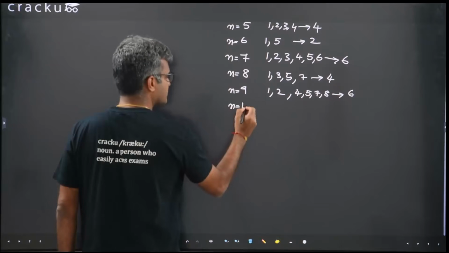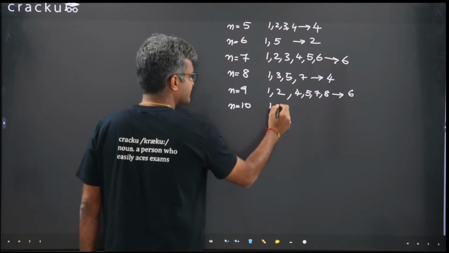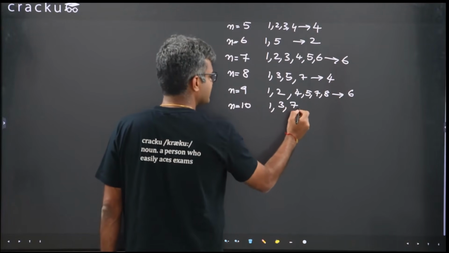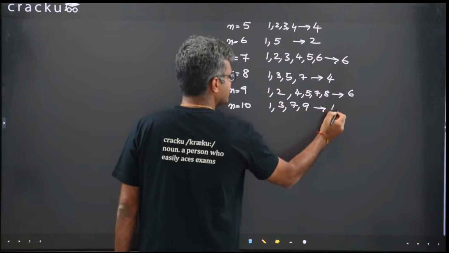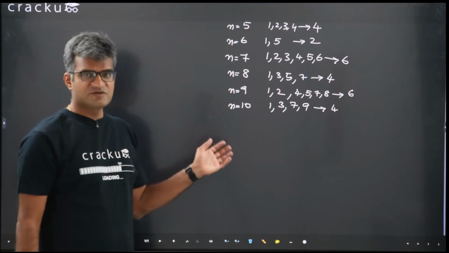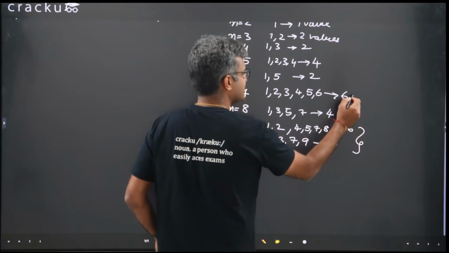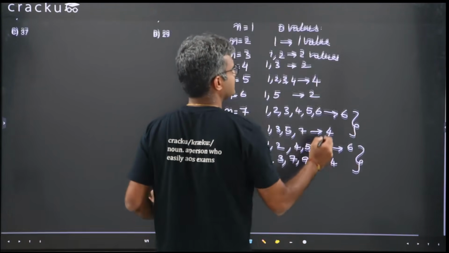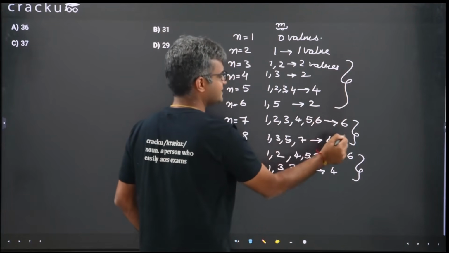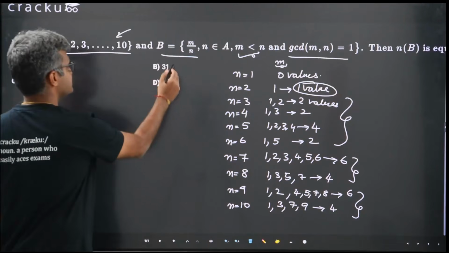Similarly, when n is equal to 10, m can take 1, it cannot be 2, it can be 3, it cannot be 4 or 5 or 6, it can be 7, it cannot be 8, it can be 9. So m can take 4 values. So what is the total number of values that m and n can take? That will be 4 plus 6, which is 10, plus 4 plus 6, another 10, plus 2 plus 2 plus 4 plus 2, another 10. So 10 plus 10 plus 10, 30 and 1. So this will be 31, which is option B.